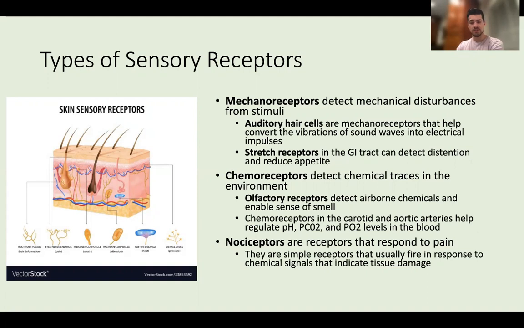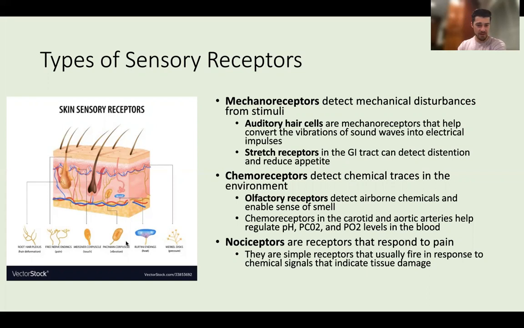We also have nociceptors, which are pain receptors. They respond to pain, so they're the simplest receptors. They usually just fire in response to chemical signals that indicate tissue damage. So it's usually like a nerve ending. In their simplest form, they can be considered chemical signals, but they're specialized chemical signals that transmit pain to the brain.